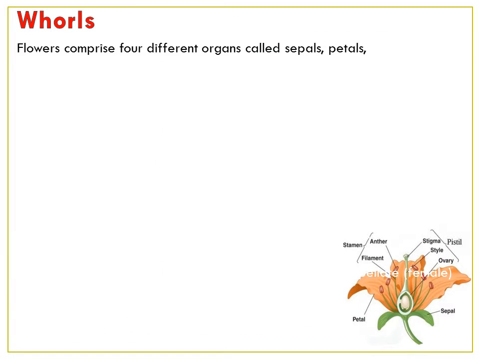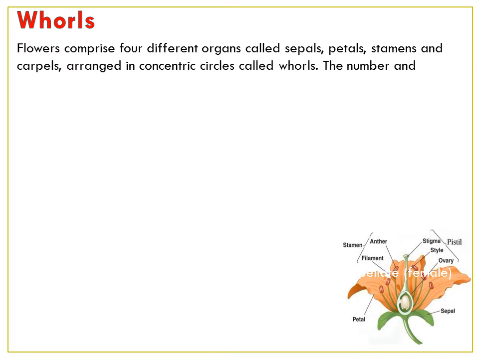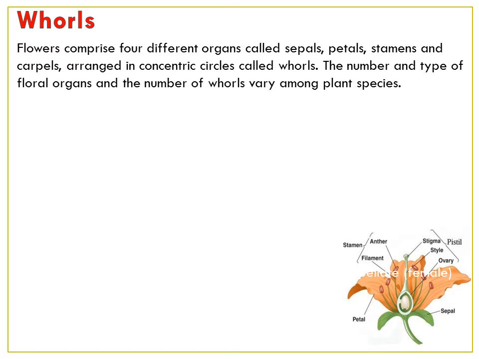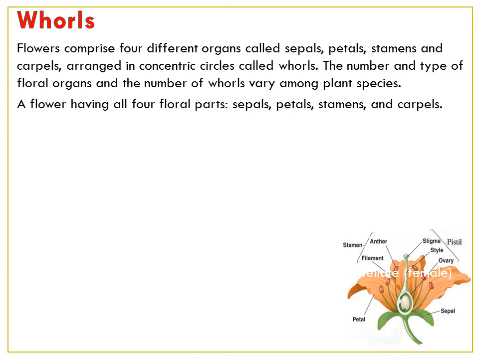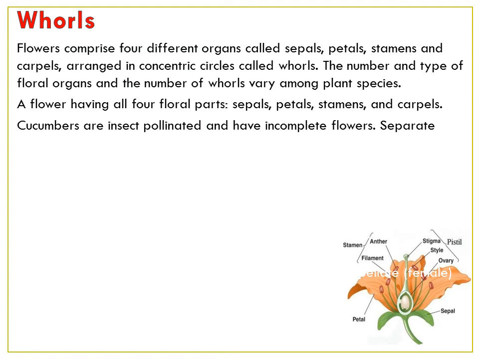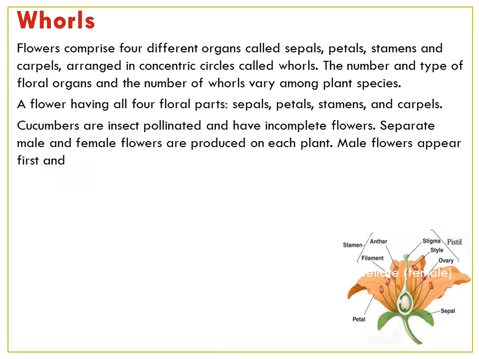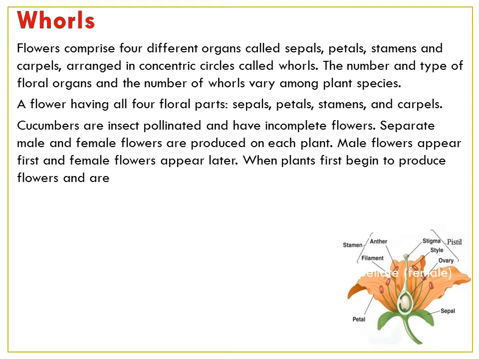Whorls. What is this term? Whorls. I think we all are studying this term for the first time. Flowers comprise four different organs: sepals, petals, stamens, and carpels, arranged in concentric circles. The arrangement of these parts of the flower is called whorls. The number and types of floral organs and number of whorls vary among plant species. A flower having all four floral parts is called a complete flower.